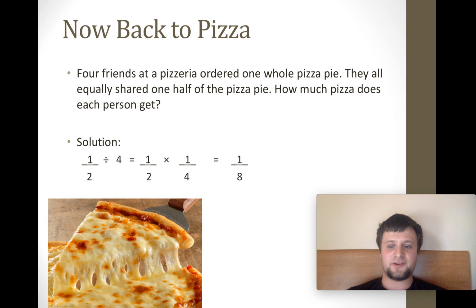So again, the first term we leave alone, and the division sign we change into a multiplication sign, and 4, or 4/1, now becomes 1/4. So now we have 1/2 times 1/4 equals 1/8. Therefore, each person gets 1/8 of the pizza pie.